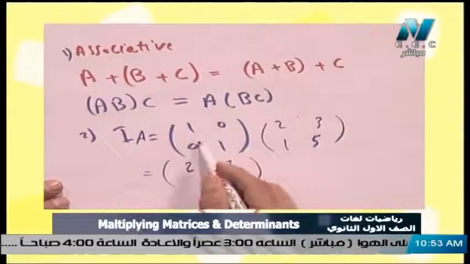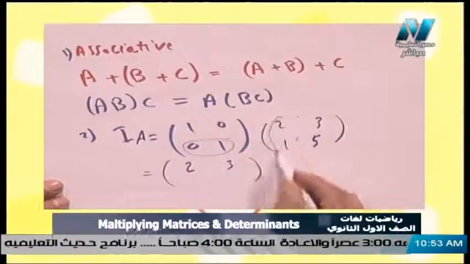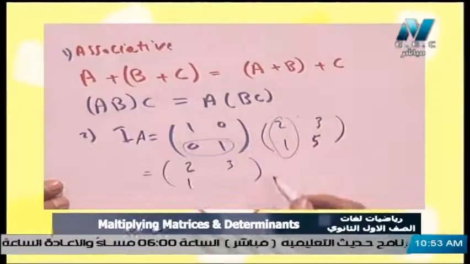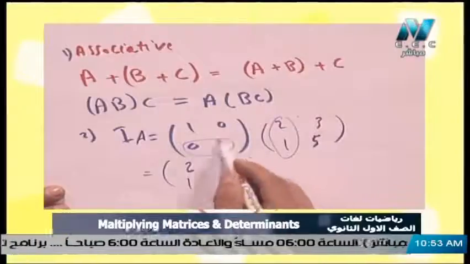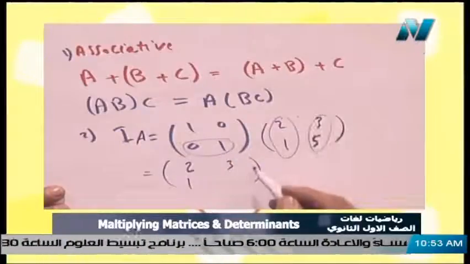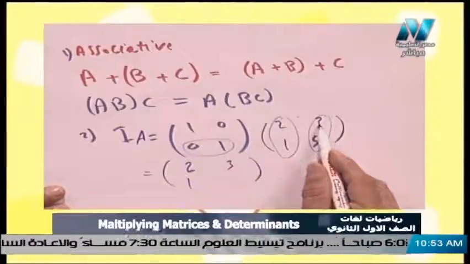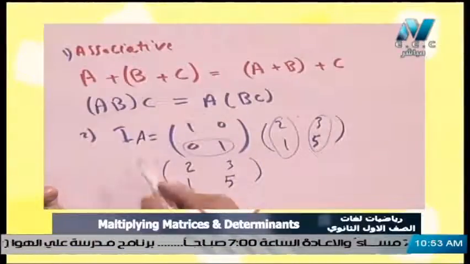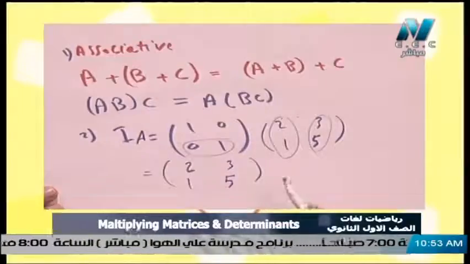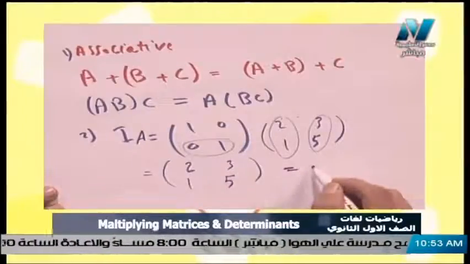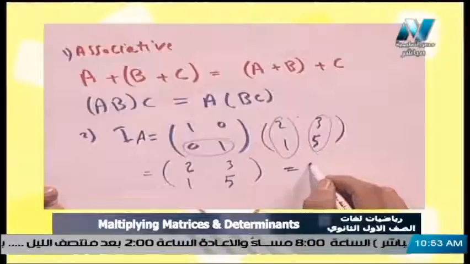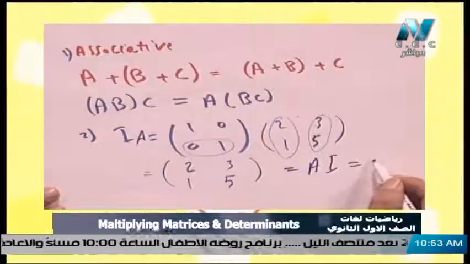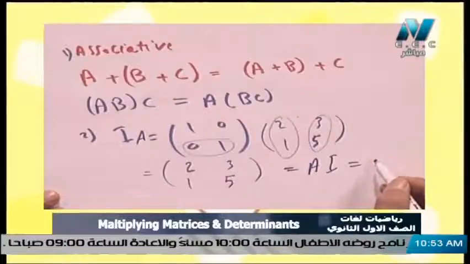And we will multiply this row by this column also. 0 times 2 equals 0 and 1 times 1 equals 1, so it's 1. And this one multiplies this column. 0 times 3 equals 0 and 1 times 5 equals 5, so the answer equals 5. This is I multiplied by A. And the answer, if we investigate, equals A multiplied by I, so it's A itself.